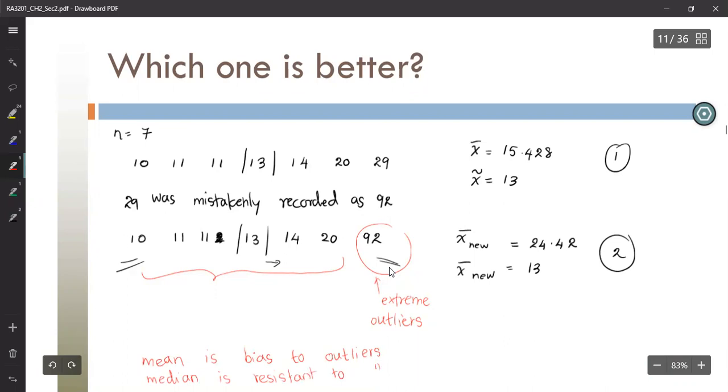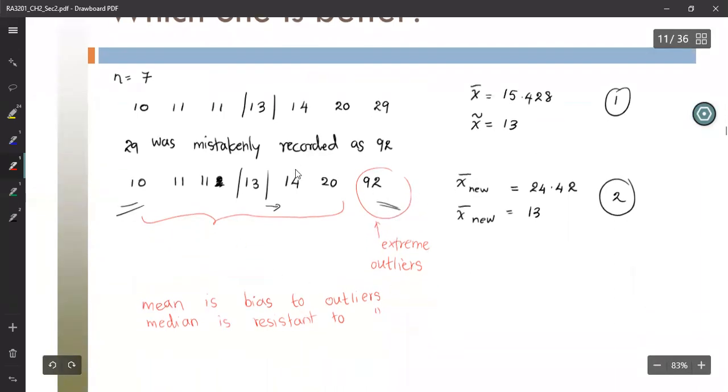So therefore, if there are outliers or extreme observations in your data set, the median will be a better measure of central tendency compared to the mean. But if there are no extreme observations, then the mean will be the best one. Is that clear to all of you? You can see the difference, how these values are affected if there are outliers, from this example very clearly.